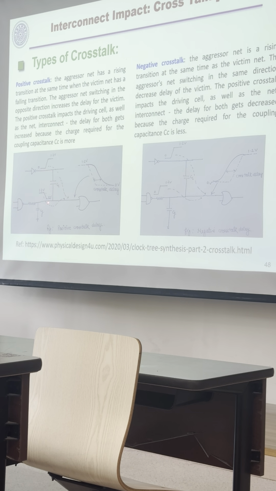This is our propagating signal to here, and this is on the opposite side. So it will make the delay of this signal longer, because when you want to propagate, the neighbor changes to another side. Another one is negative crosstalk. If these two signals are the same, if this is rising and this is also rising, then it will arrive earlier. Because you see here, there is no resistance here.